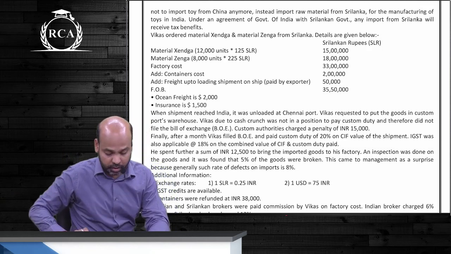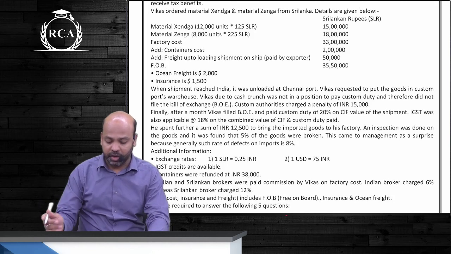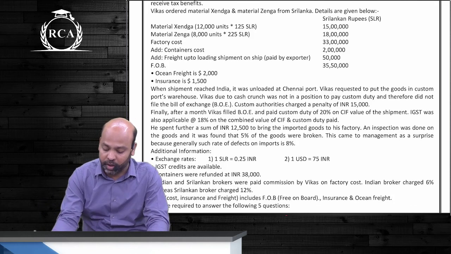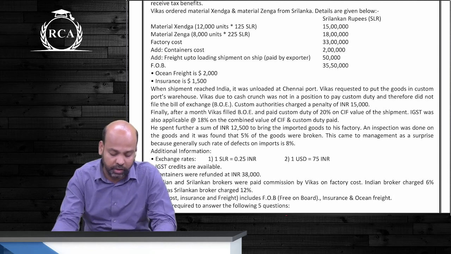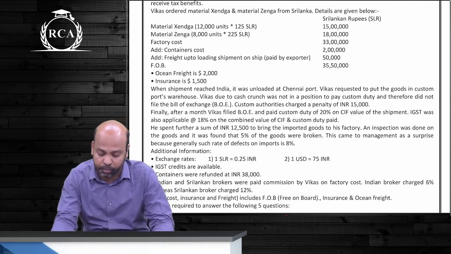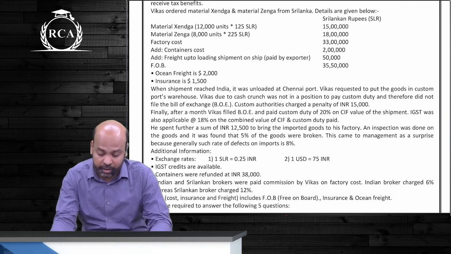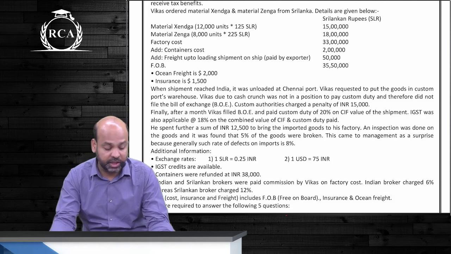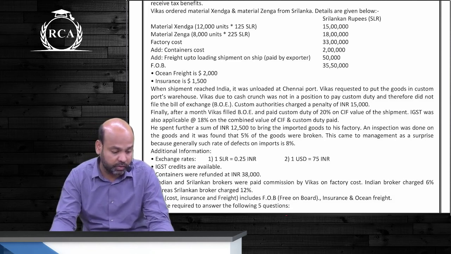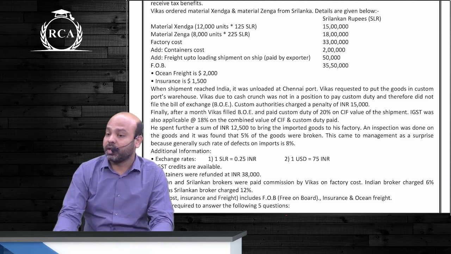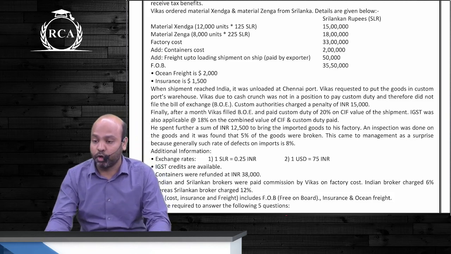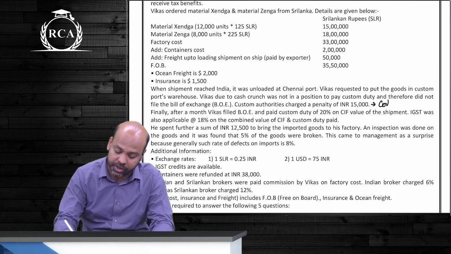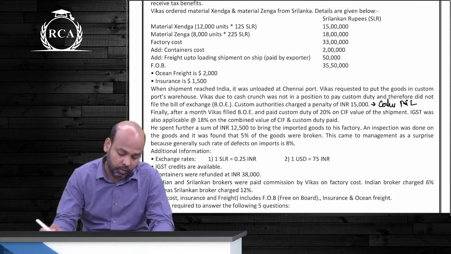Are we clear? Now, when shipment reached India, it was unloaded at Chennai port. Vikas requested to put the goods in custom port's warehouse. Vikas, due to cash crunch, was not in a position to pay customs duty and therefore did not file the bill of exchange. Customs authority charged a penalty of 15,000. This penalty is in the nature of an abnormal item, guys. So that is why this should be charged to costing P&L account.